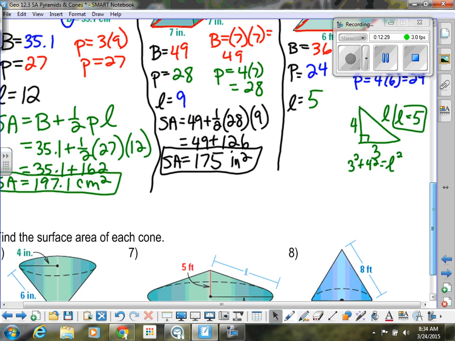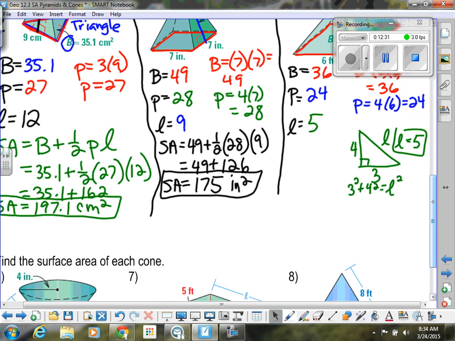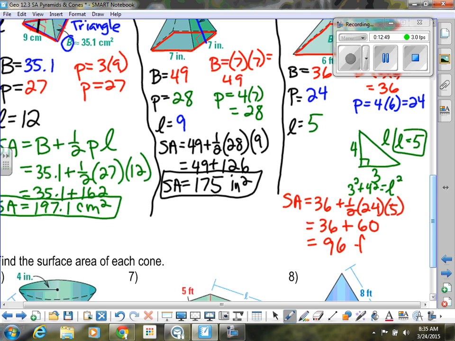So now we have all of our pieces in order to do the surface area. So surface area is going to be 36 plus 1/2 times 24 times 5. So if I multiply those together, that gives me 60. Add them up, and I get 96 feet squared for my surface area. So those are our pyramids. Now let's go down to our cones.